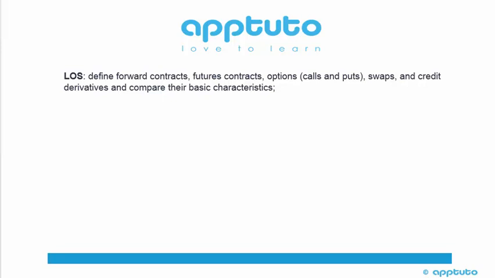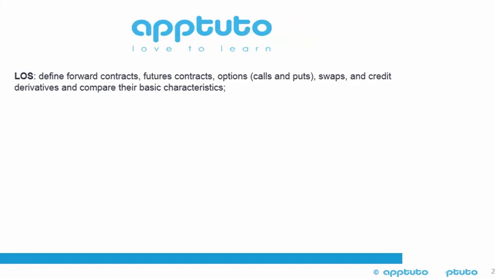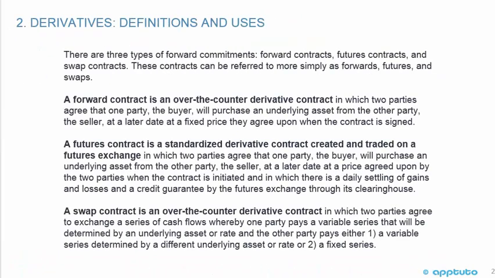This LOS is to define forward contracts, futures contracts, options, calls and puts, swaps, and credit derivatives, and compare their basic characteristics. Derivatives, definitions, and uses. There are three types of forward commitments: forward contracts, futures contracts, and swap contracts. These contracts can be referred to more simply as forwards, futures, and swaps.